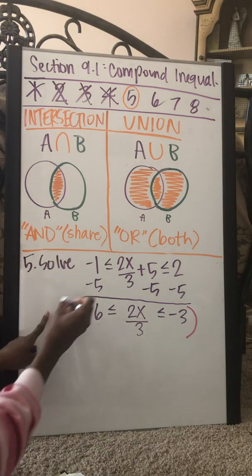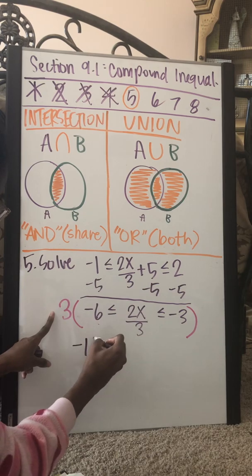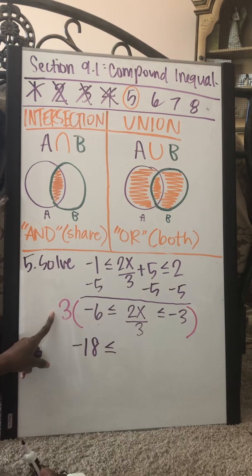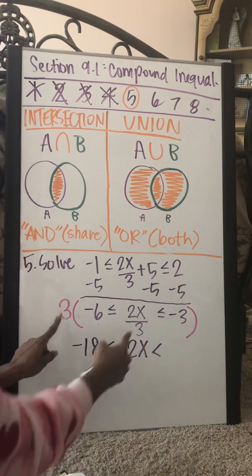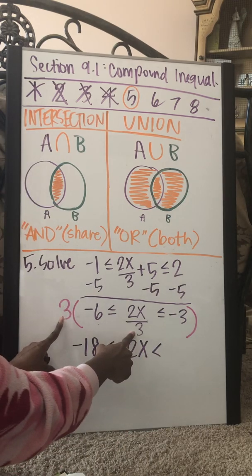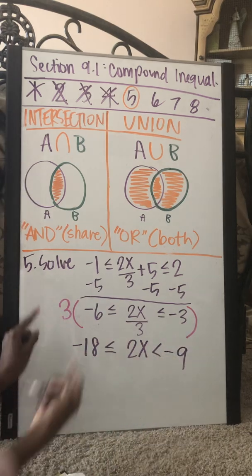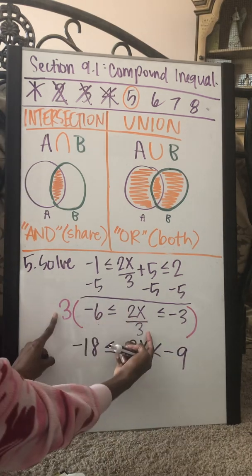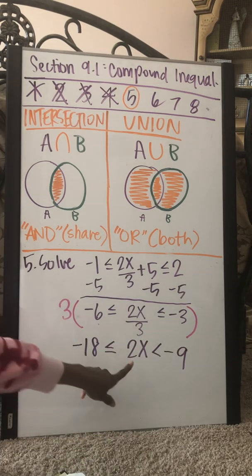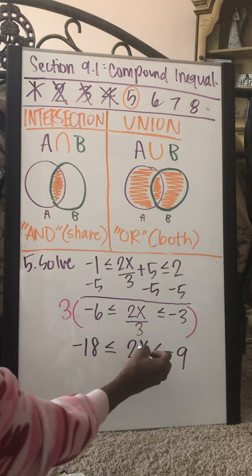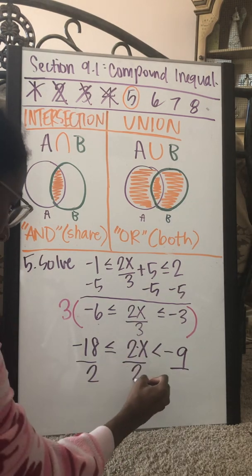So if I multiply this first one by 3, 6, 12, 18, right? So we get -18. Keep the sign the same. And then we're left with 2x because those 3's will cancel out when we multiply, right? And then when we multiply this by 3, we get -9. So again, we multiply this by 3, multiply this by 3, the 3's cancel, and then multiply the last part by 3, okay? So now our 2 is connected to the x by multiplication. So now we divide each part by 2.